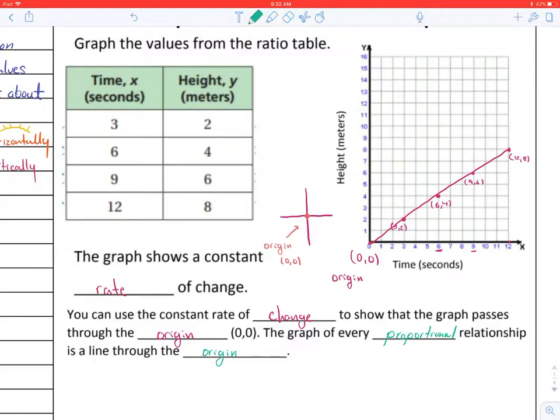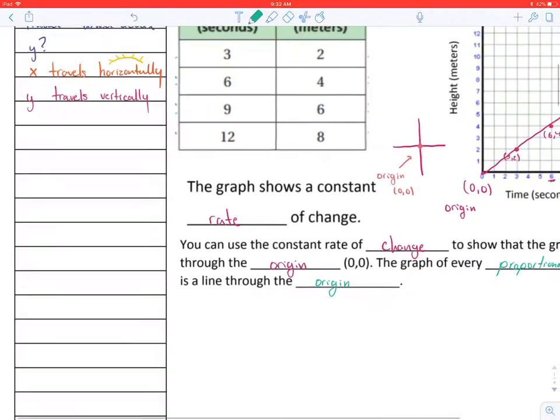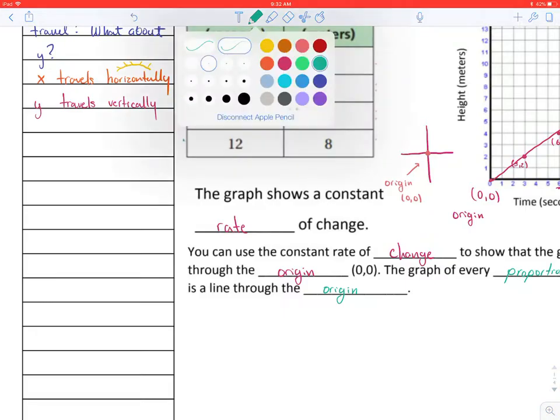So what does a proportional relationship look like on a graph? It's a straight line, and it passes through the origin. So let's go ahead and make a note of that.